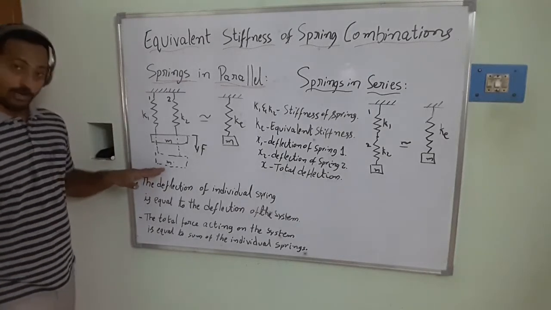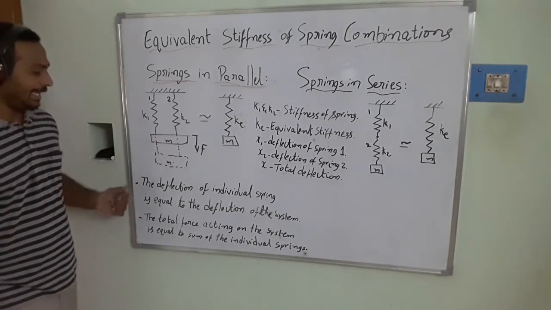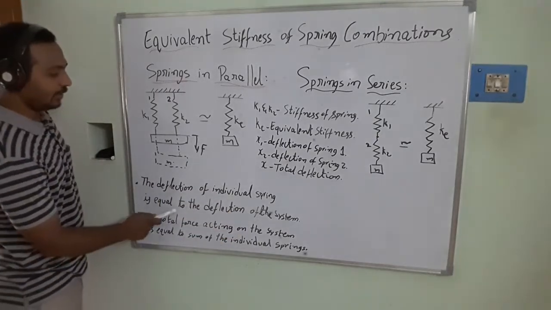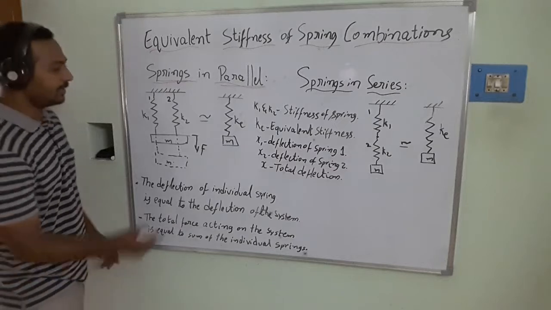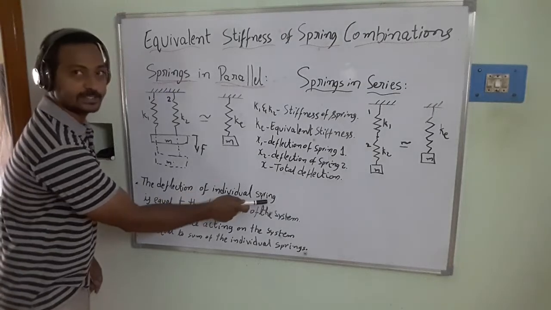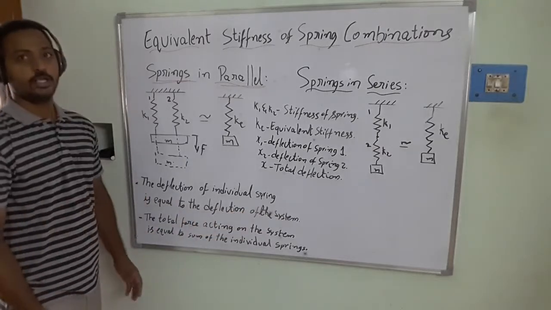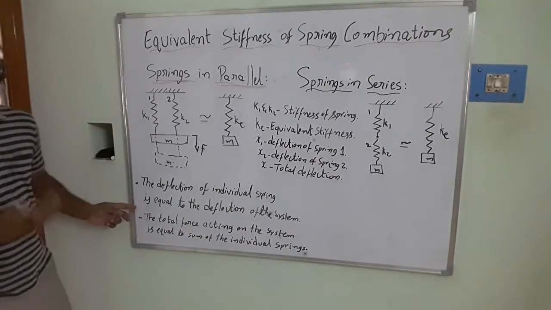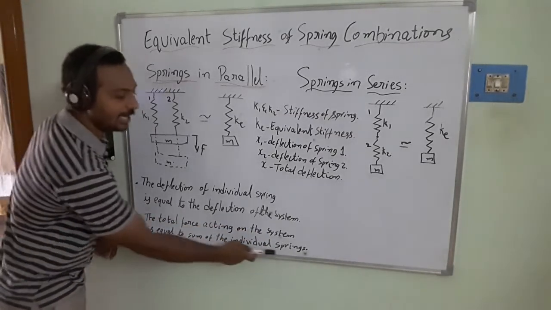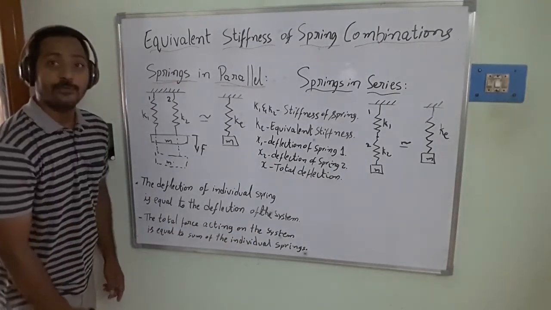So in this case, what we need to observe here is the deflection of spring 1 and the deflection of spring 2. Here I am going to give the definition. The deflection of the individual spring is equal to the deflection of the system. What is the system here? This is totally called the system. And what is the definition? The deflection of the individual springs, that means X1 and X2, is equal to the deflection of the system. And the same thing in other terminology: the total force acting on that system is equal to the sum of the forces of the individual springs.